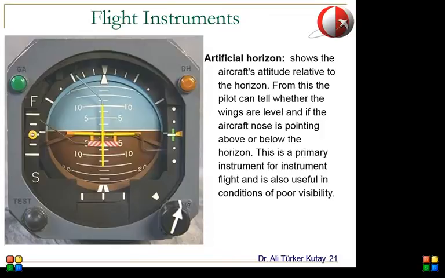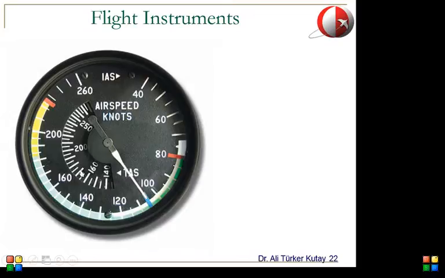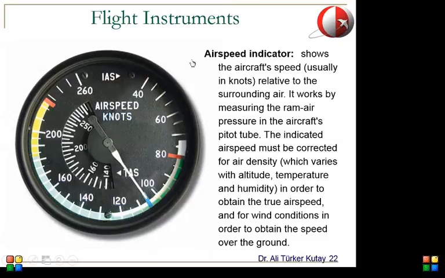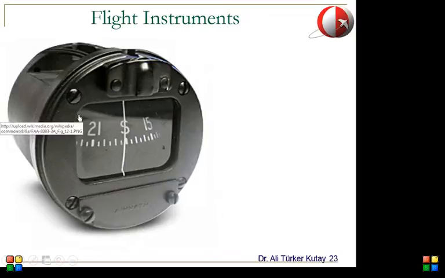This shows the aircraft attitude, the aircraft's angular position with respect to the horizon. So if the aircraft has a rolling angle or a pitching angle, the pilot can see it from this instrument. This shows the speed of an aircraft. Again, you can measure the speed by different means, and this speedometer uses air pressure. I will be talking more about how the speed is measured, so let me skip that for now.